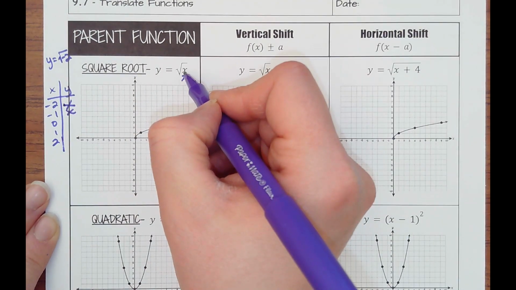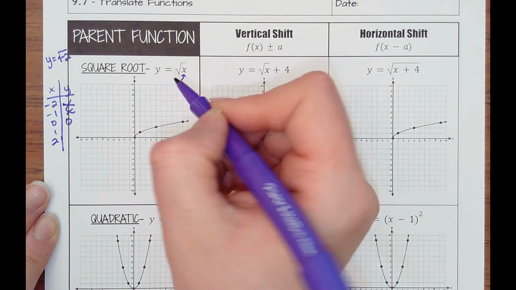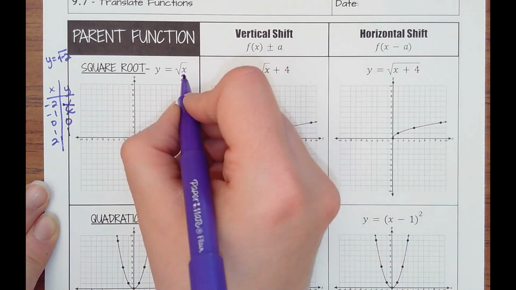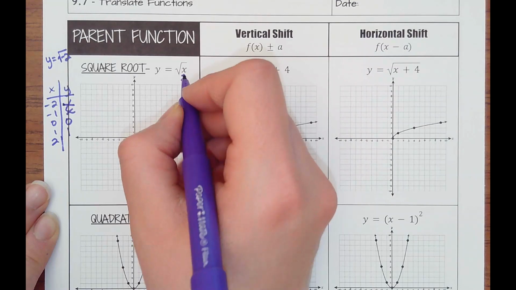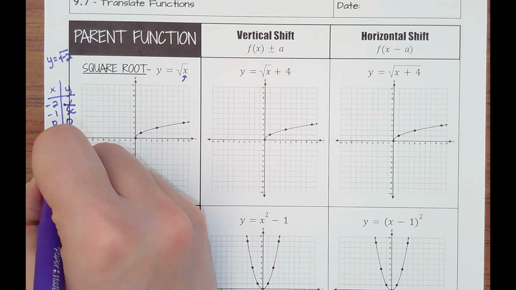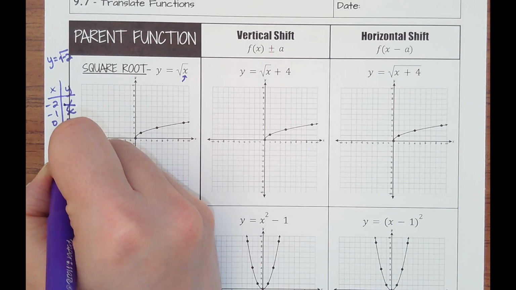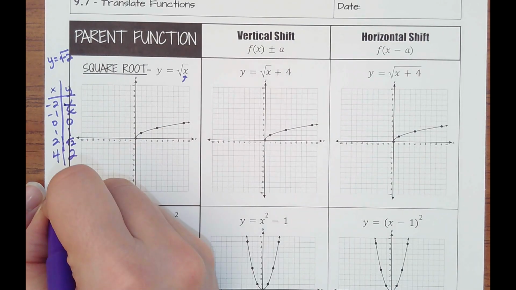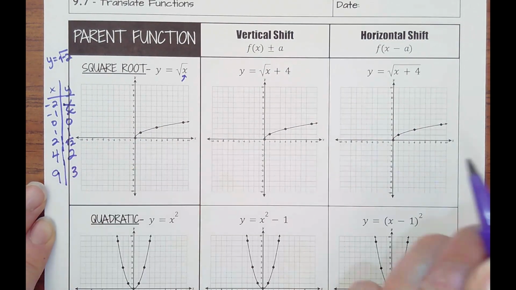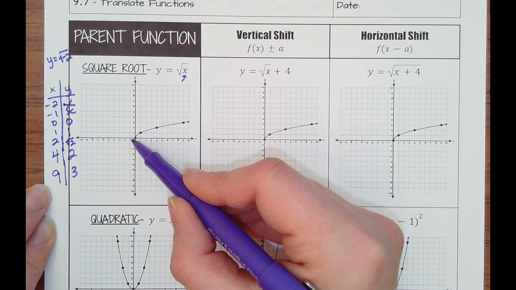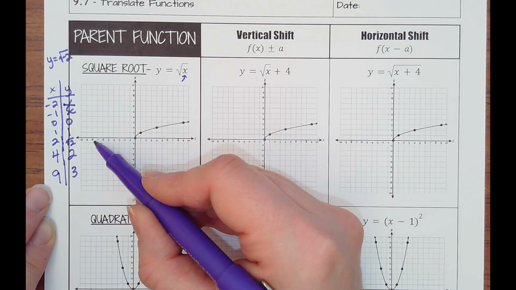What if I take the square root of 0? That's just 0. What if I square root 1? That's 1. What if I square root 2? Square root of 2. What if I square root 4? That's 2. What if I square root 9? That's 3. And so what happens here is this graph does not exist when x's are negative values.